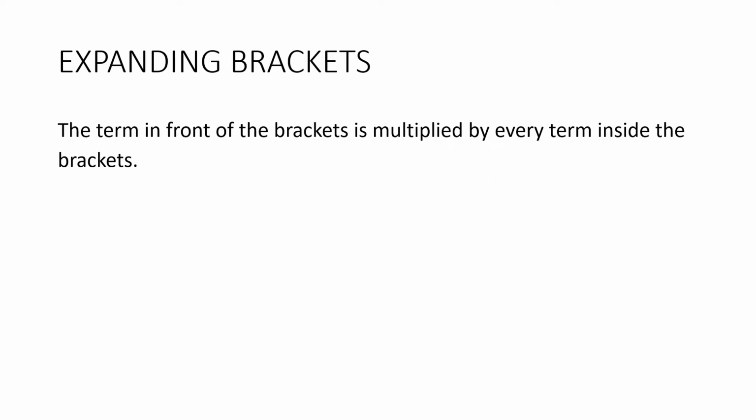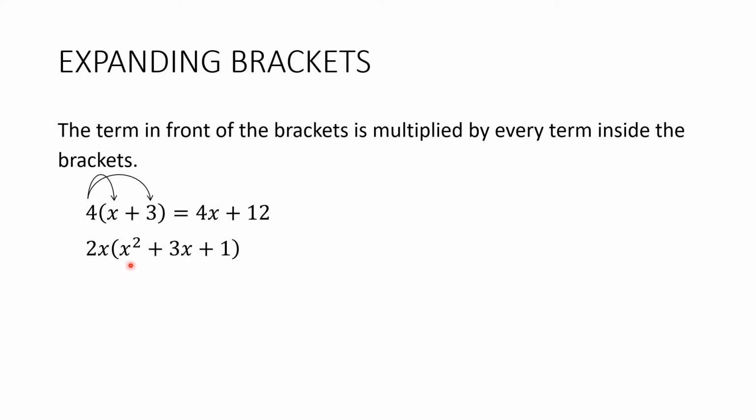Now, much of this should be revision for you, but when we're expanding brackets, the term in front of the brackets is multiplied by every term inside the brackets. So if we want to multiply 4 by x plus 3, we're going to do 4 times x plus 4 times 3, which is 4x plus 12. If we've got 3 terms in the brackets, then we multiply the front term by every other term. That's going to give us 2x cubed plus 6x squared plus 2x.